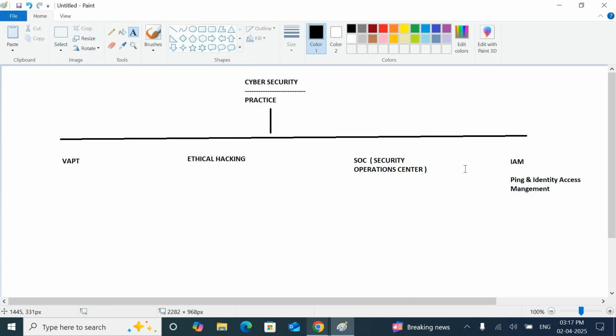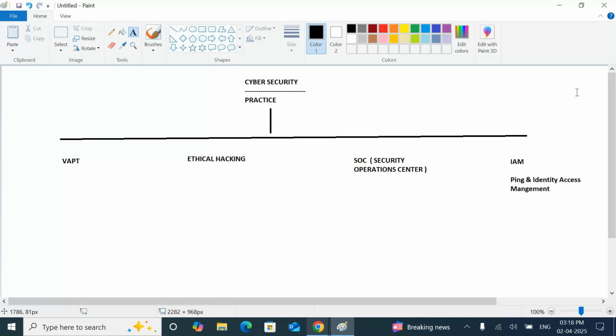First we'll talk about VAPT. What does VAPT mean? VAPT is the full form of vulnerability assessment and penetration testing. It is the process of identifying and evaluating vulnerabilities, security breaches, or security misconfigurations in the system or network, which will be done by VAPT people.